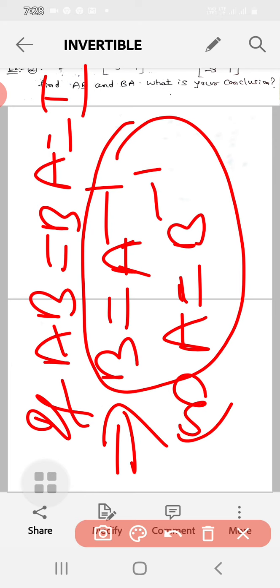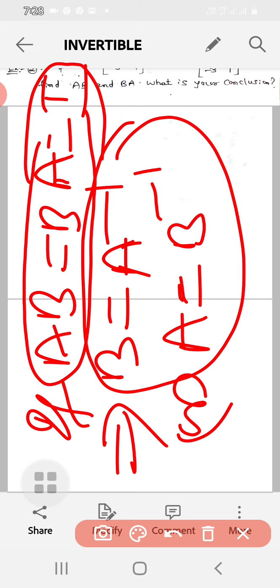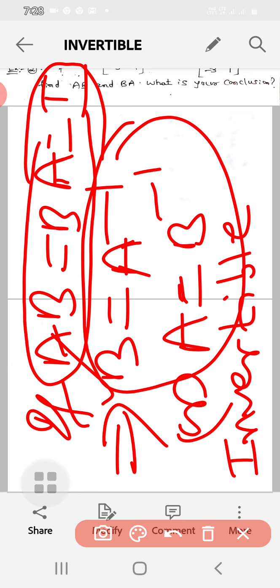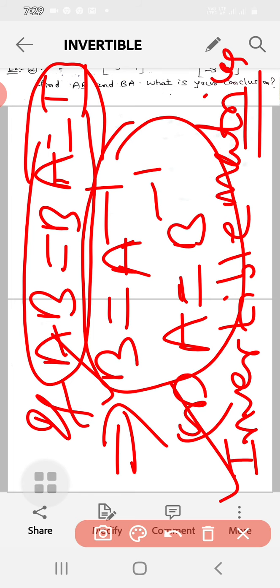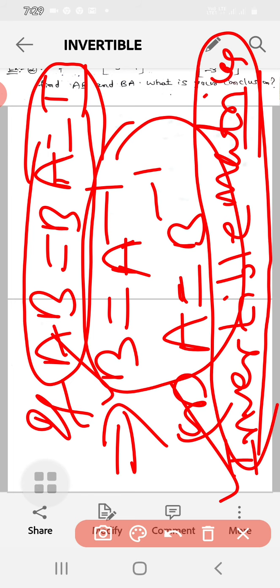This is the meaning of invertible matrices. We say the inverse exists when this condition is satisfied: the product of two matrices should be equal to the identity matrix. Then we say one matrix is the inverse of the other. Such matrices are called invertible matrices. We shall discuss invertible matrices in the next class in detail.